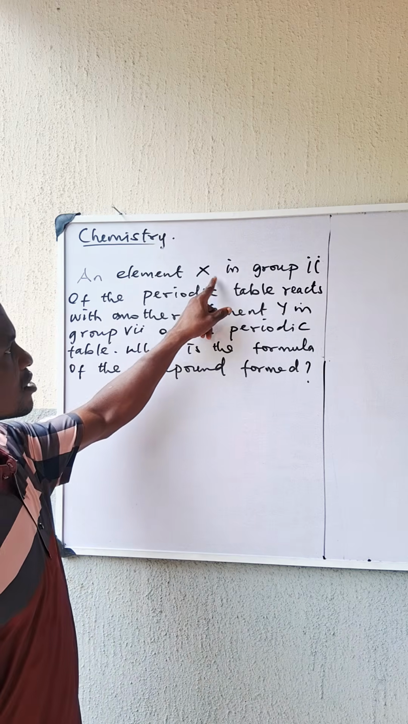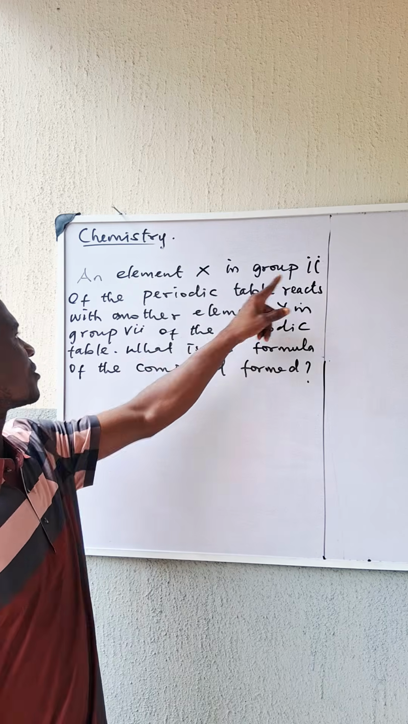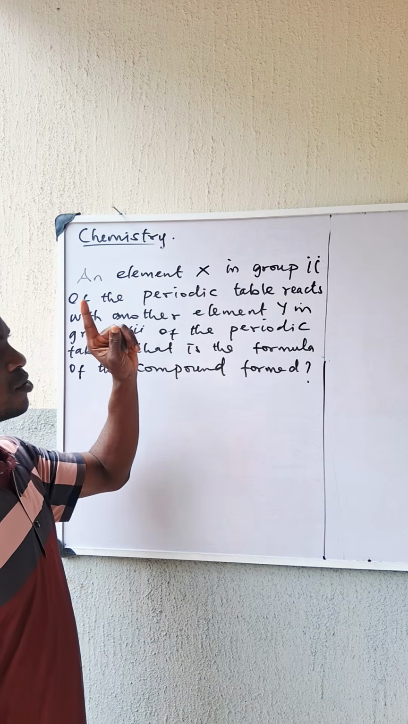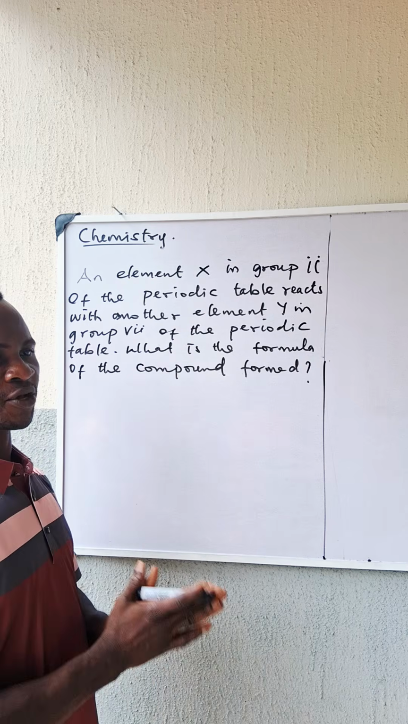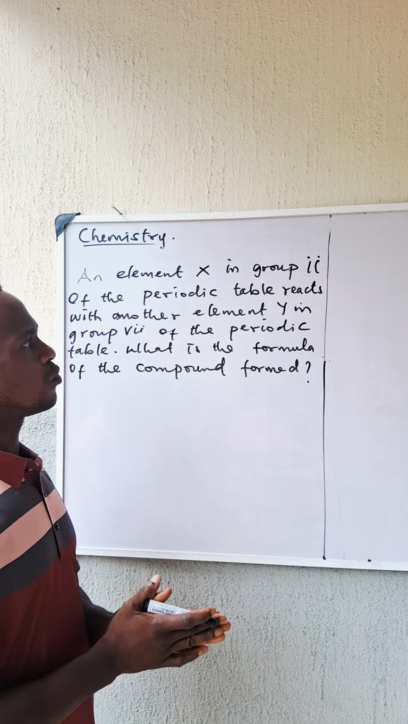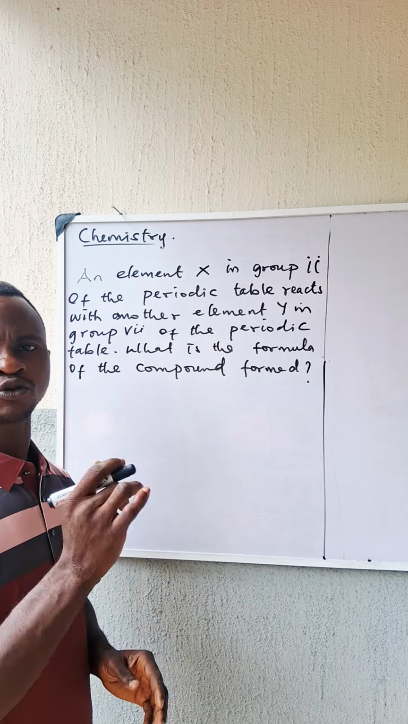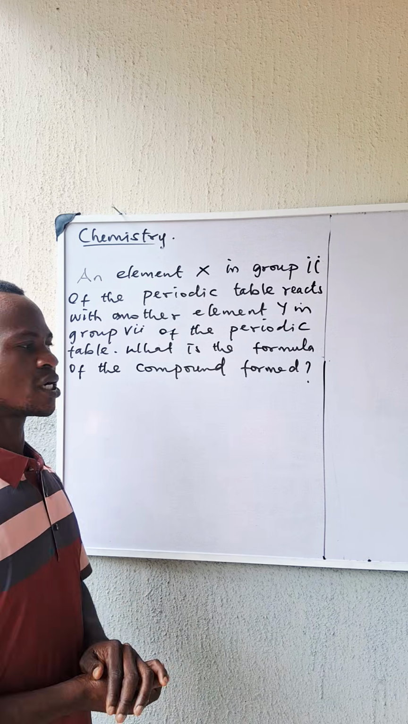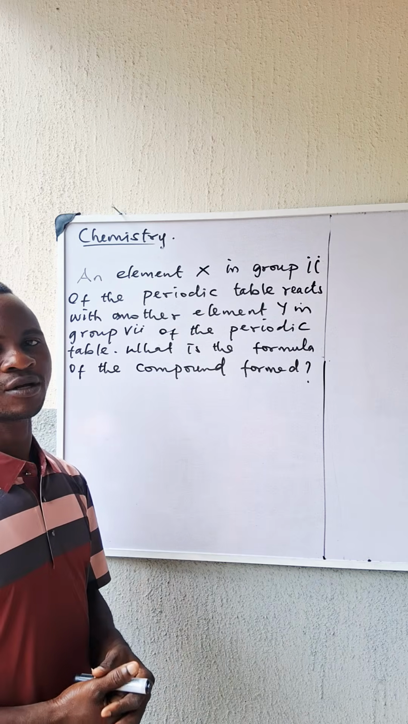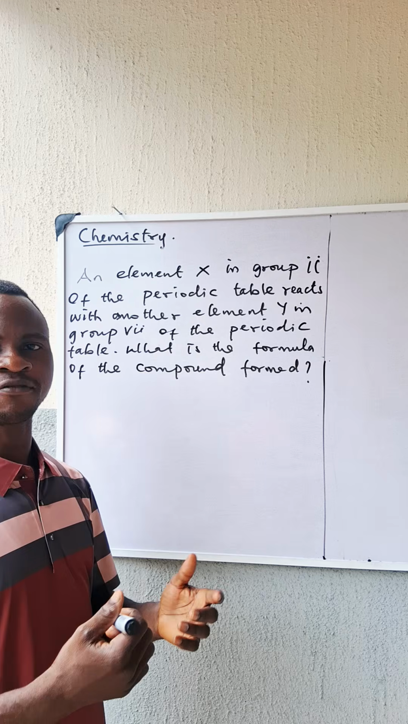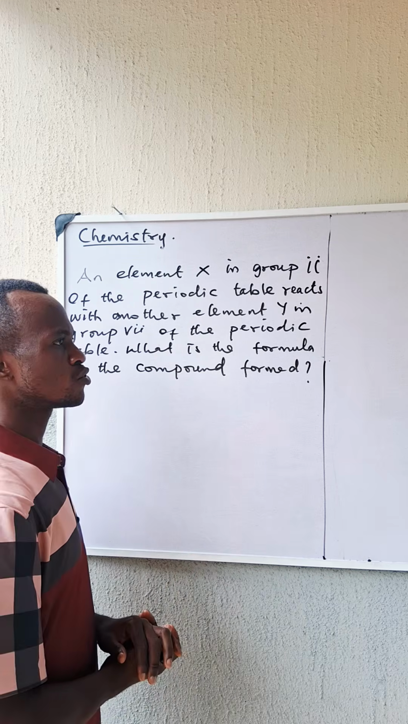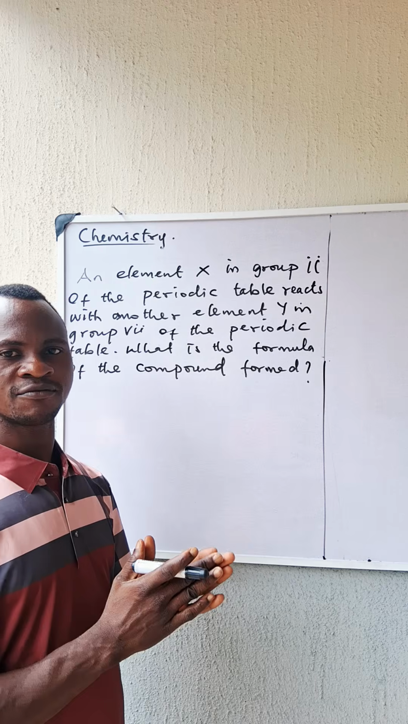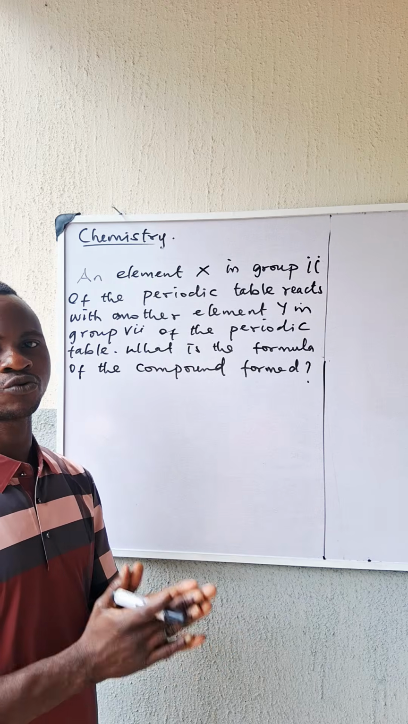An element X in group 2 in the periodic table. When we mention elements in group 2 in the periodic table, we mean elements that have two valence electrons. And these elements automatically have valency of plus 2. Any element in group 2 must surely have valency of plus 2.